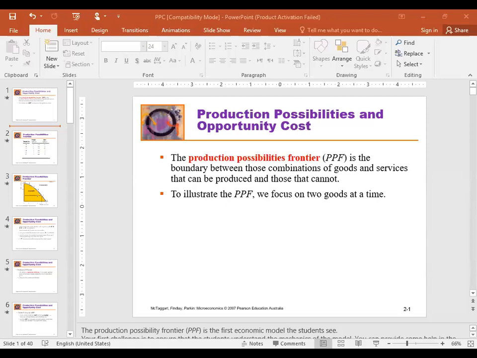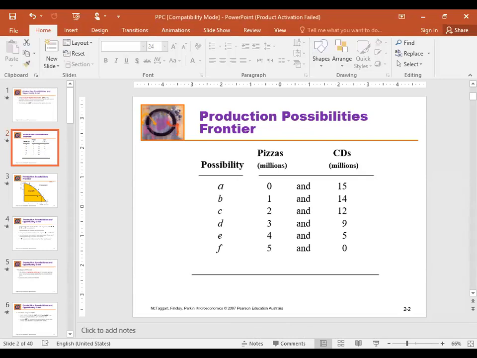What does it do? It shows us the different combinations of goods that can be produced and those that cannot be. What do I mean? And again, we're focusing on two goods at a time. It'll be best to look at this chart, okay? If we look at this chart, we have two goods that this company, Alpha, or this nation or this country is looking to produce.